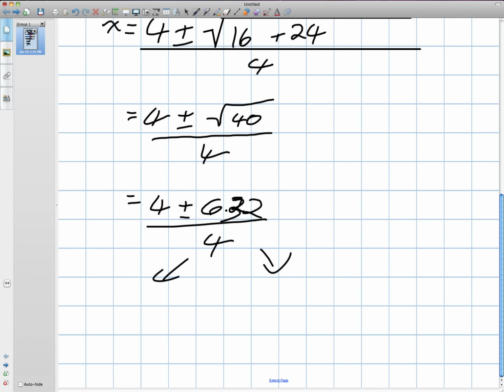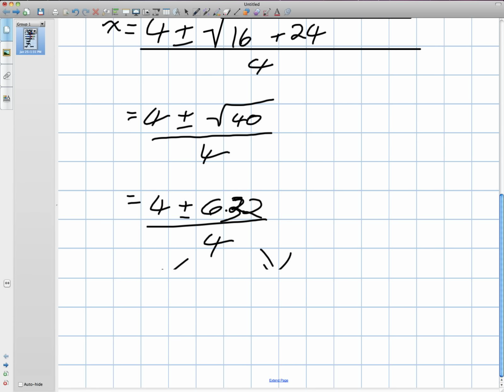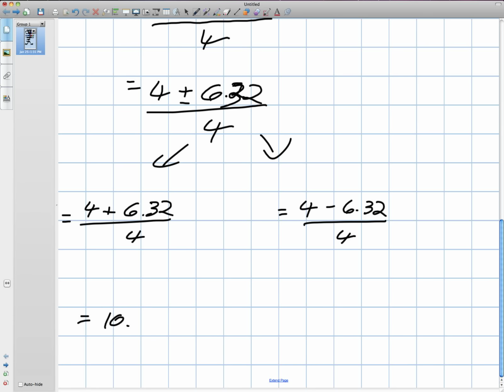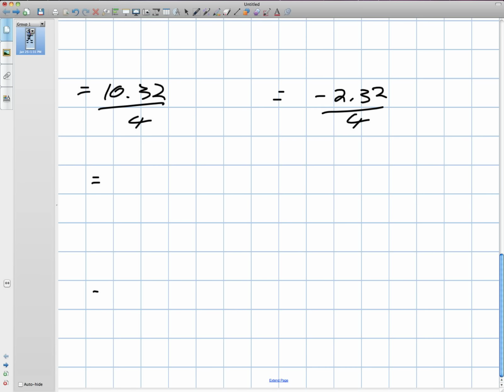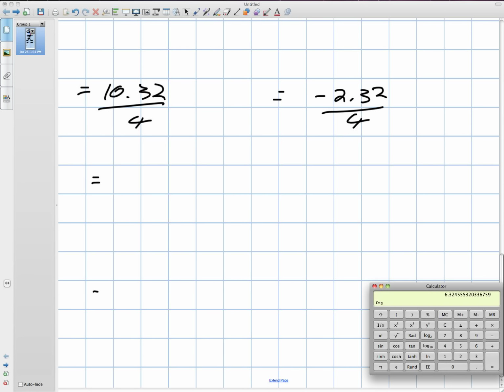So, because there's a plus and a minus, we split this equation. 4 plus 6.32 divided by 4 is one option. The other option is 4 subtract 6.32 divided by 4. We deal with the top of the equation first. This would give us 10.32 divided by 4. This one would give us negative 2.32 divided by 4. When we divide the 2 numbers, let's see what we get.